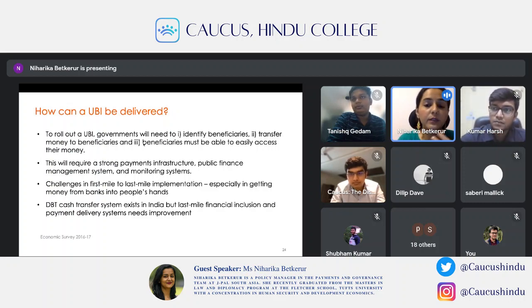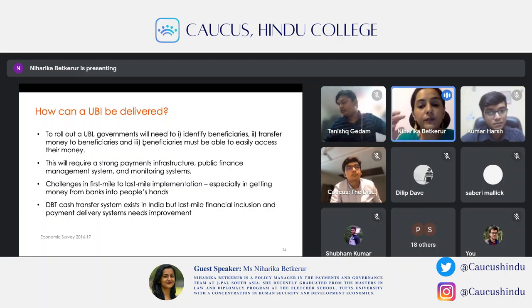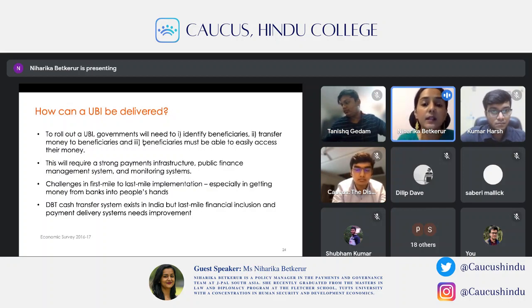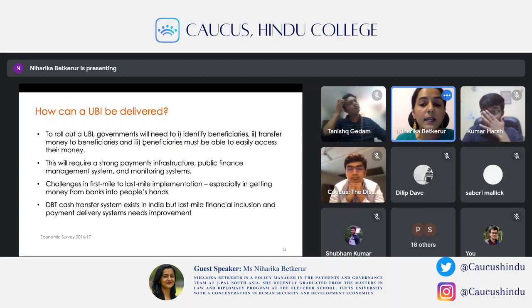And this could be through banking correspondence, kiosks in villages, or even your kirana shop, which would act as a cash in, cash out. It would act as an ATM. So right from first mile to last mile, all of these kinds of implementation challenges exist, and those would need to be really ironed out before anything like a UBI can be considered.